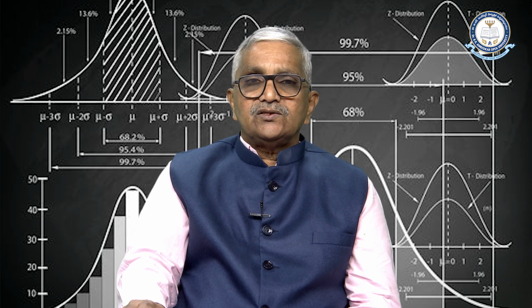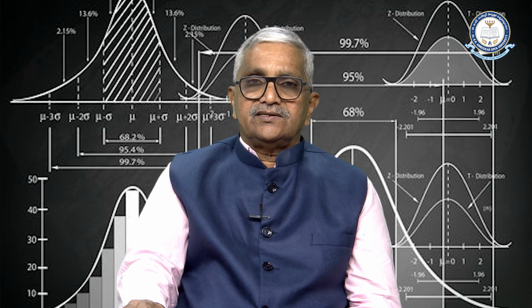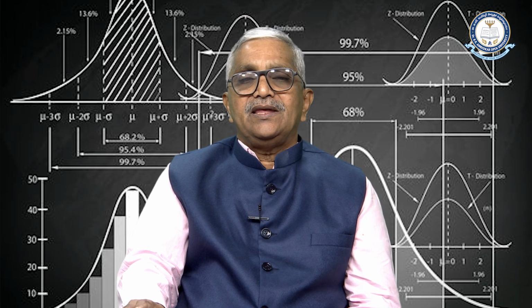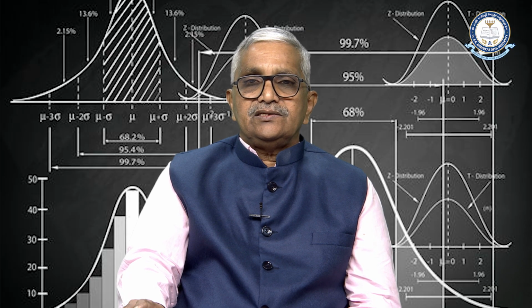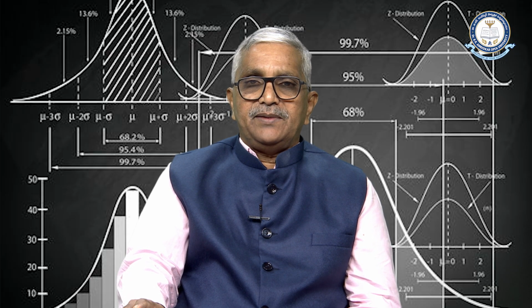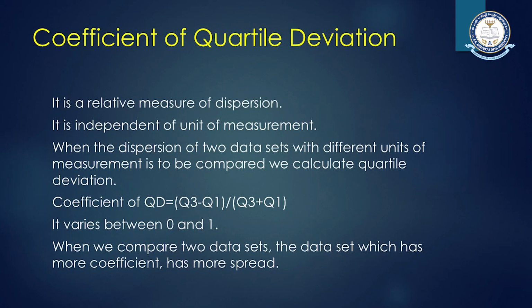The next one is the coefficient of quartile deviation. Any coefficient is a relative measure; it is independent of the unit of measurement. For example, if we want to compare two data sets, one of height and another of weight, these are two different measurements. In such cases, to compare the distributions in terms of their dispersion, we have to use coefficients, and the coefficient of quartile deviation is one such measure.